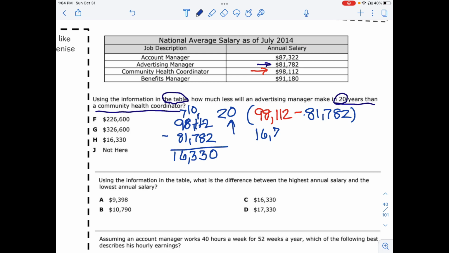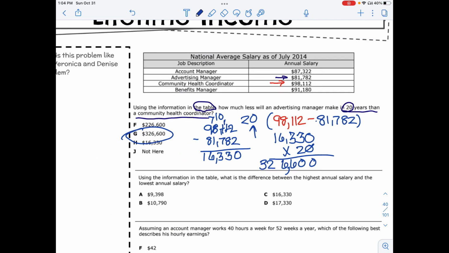0 times 20. 6 times 2 is 12. So my answer is 326,600. That is how much less an advertising manager makes compared to a community health coordinator over 20 years.